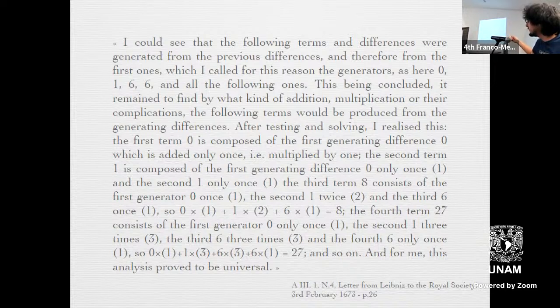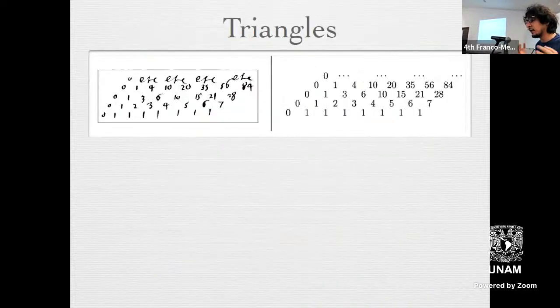So 0, 1, 6, 6 are the generative terms, and 1, 3, 3, 1 are the combinatorial numbers of the triangle of Pascal. So the triangle of Pascal is a fundamental figure of the triangle of differences. That's a diagram Leibniz put in his text Historia et Origo Calculi Differentialis.